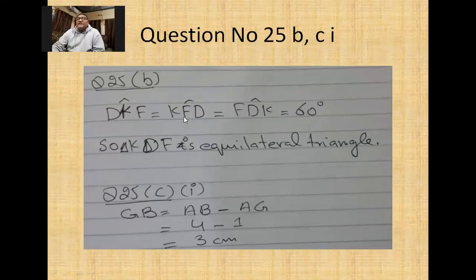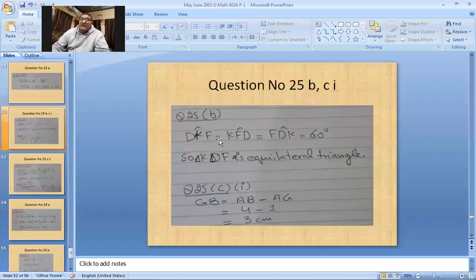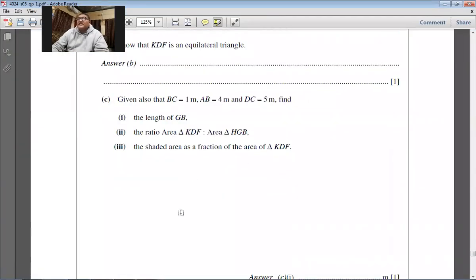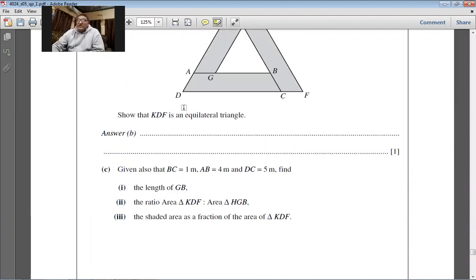Angle DKF, angle KFD and angle FDK, they all are 60 degrees. So the triangle KDF is an equilateral triangle. So let's go to the next part. He says, given that BC is 1 meter, AB is 4 meters, and DC is 5 meters, find the length of the GB.